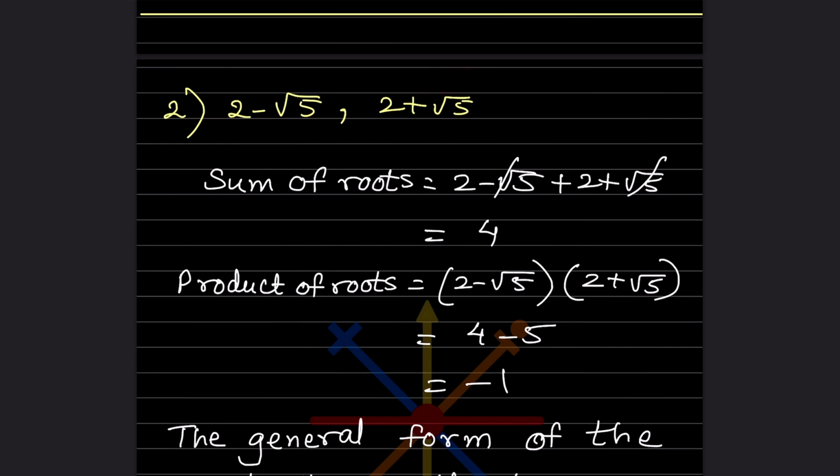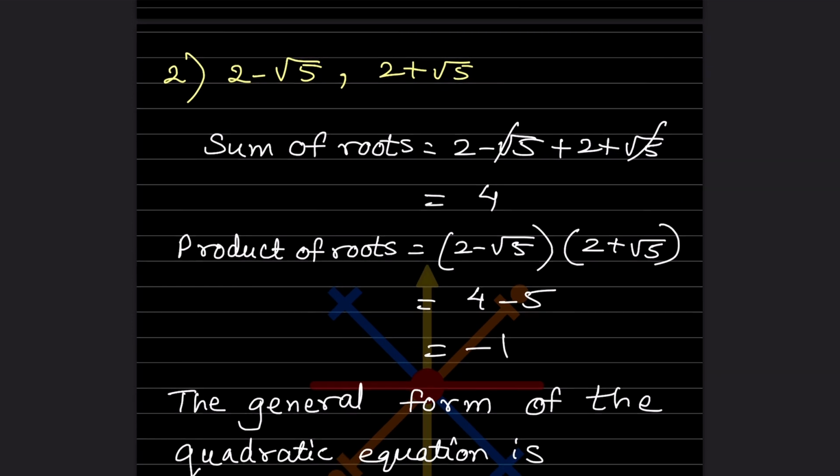Sum of roots means you are going to add these two. So 2 minus root 5 plus 2 plus root 5. What will you do? Minus root 5 plus root 5 cancels, and 2 plus 2 is going to be 4. And product of roots means (2 minus root 5) times (2 plus root 5). Here this will be a minus b, and this is a plus b. You know (a minus b)(a plus b) is a squared minus b squared.